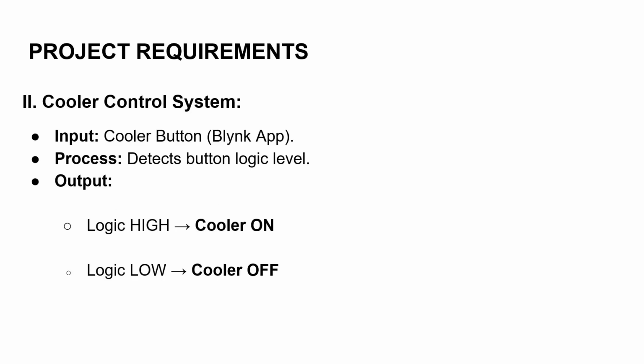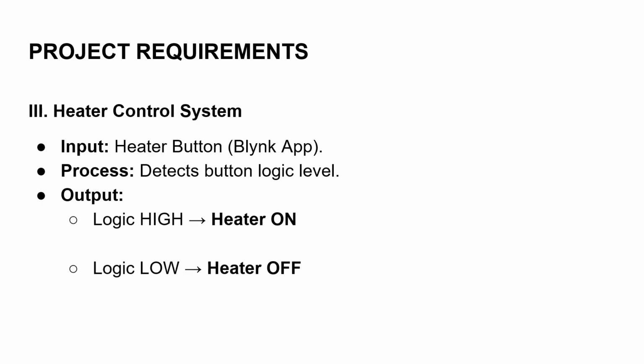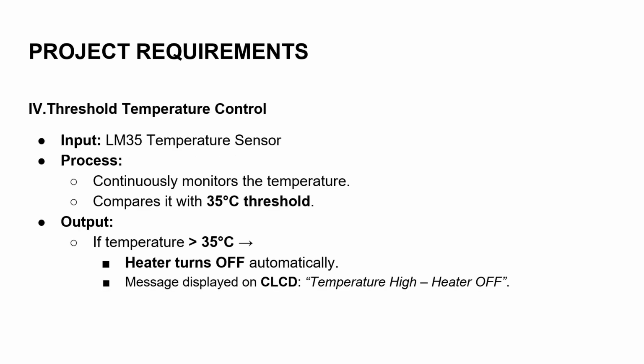Next comes the cooler control system. In this system, we have two control modules. For the cooler, when the button is on and the Blynk pin is set high, then the cooler turns on, otherwise it remains off. For the heater, similarly, a high logic signal turns on the heater and a low signal turns it off. This allows the user to remotely manage the home environment.